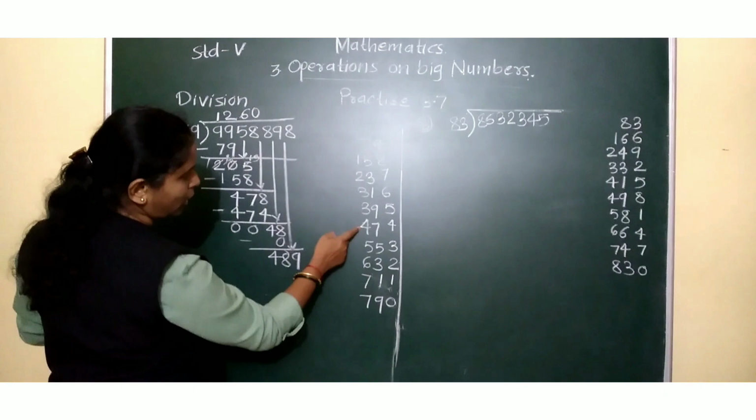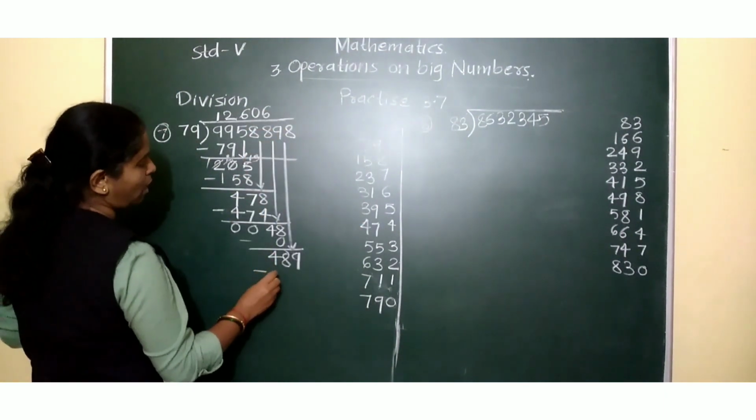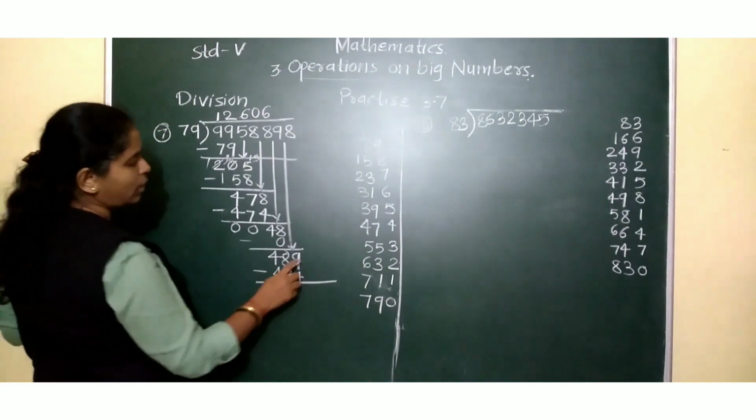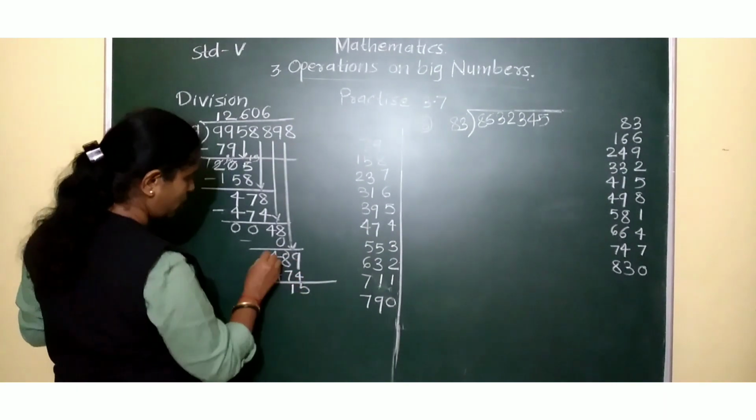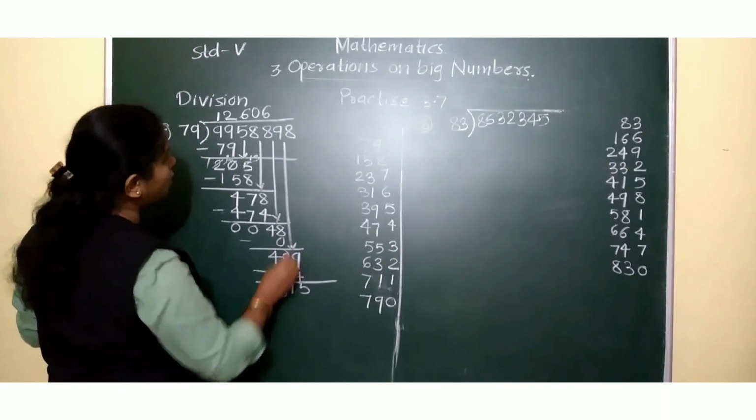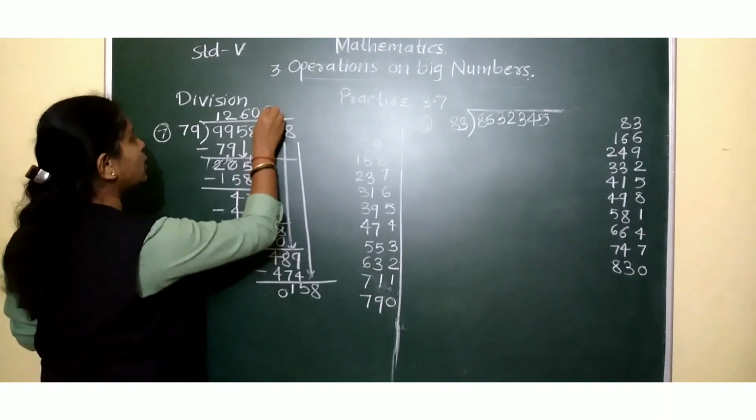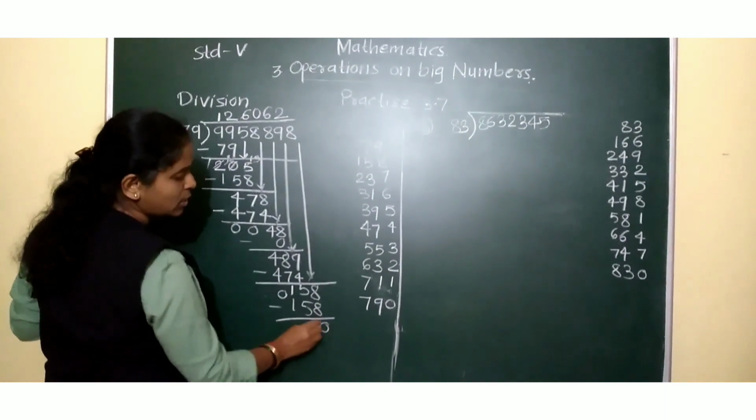Now 489. Again this we'll have to. That is 79 6 are 474. 9 minus 4 is 5. 8 minus 7 is 1 and this 0. Now take these 8. That is 79 2s are 158. See how easy it is.